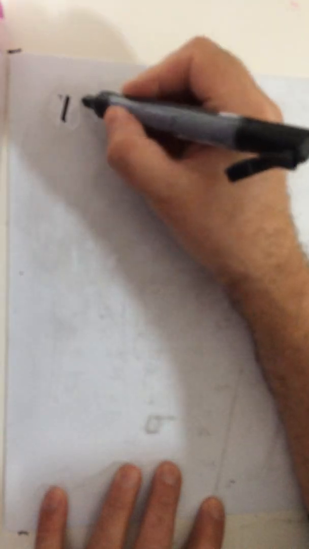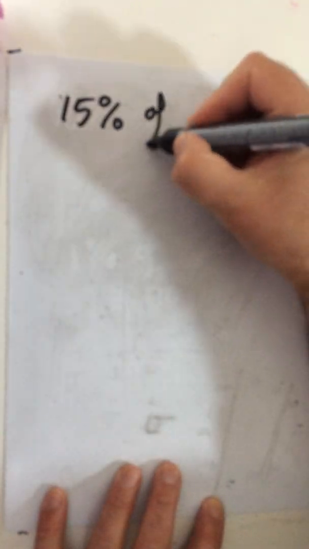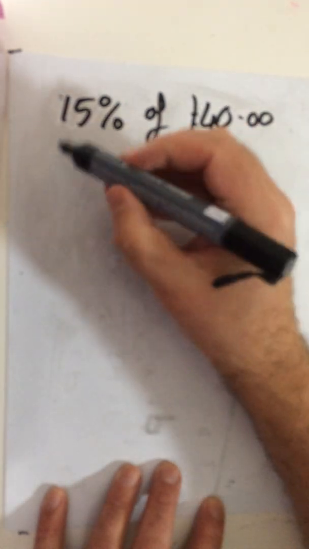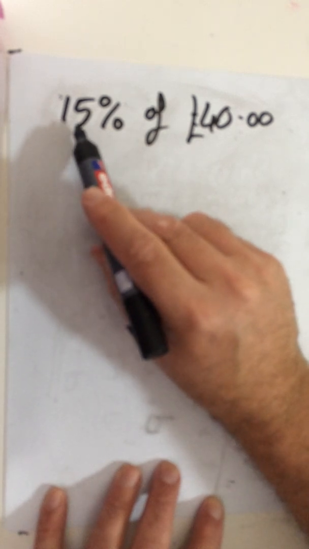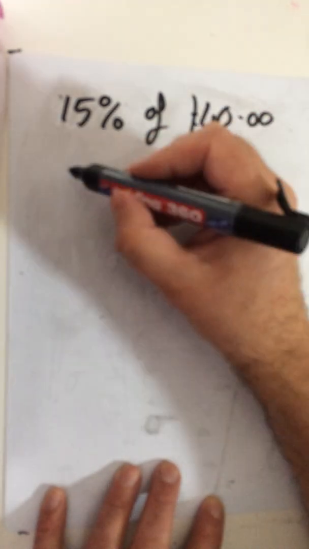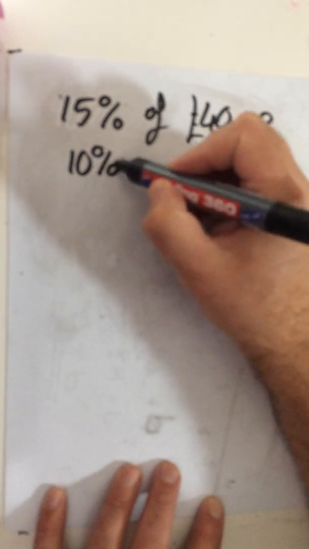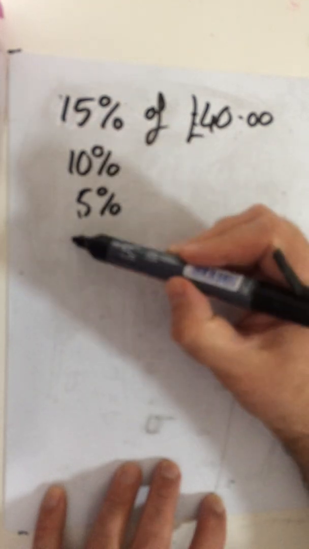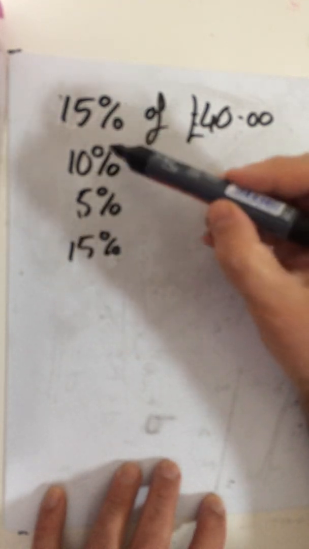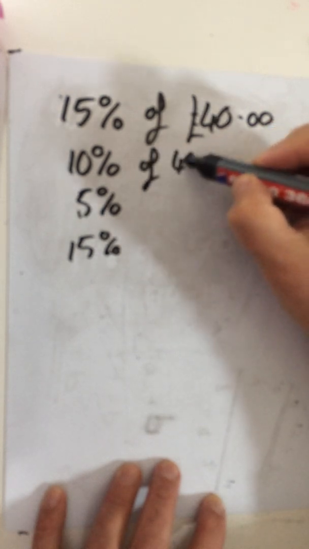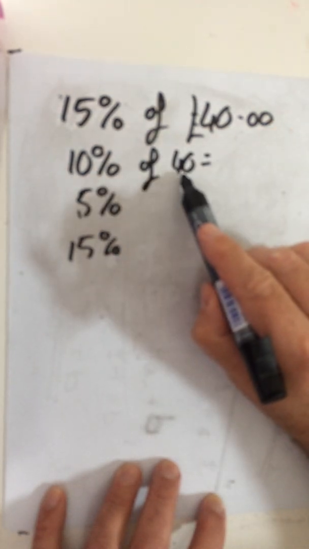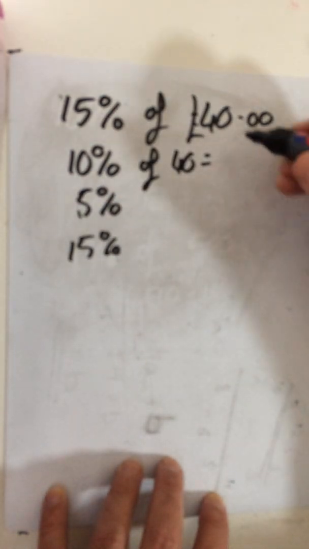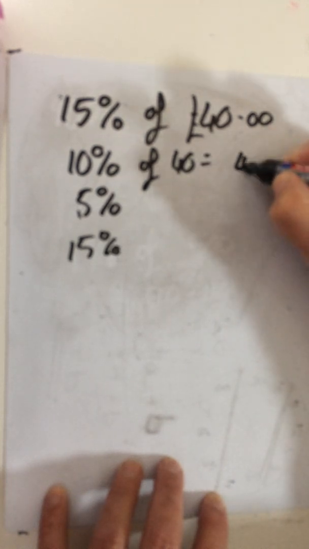So if I wanted to find 15% of £40, what I would do is see how I can split up this 15% into manageable pieces. So I'm going to find 10% first, and then I'm going to find 5%. And I know if I add those up, I get 15%. So to find 10% of 40, I'm going to divide 40 by 10. To find 10%, you divide by 10. 40 divided by 10 is 4.